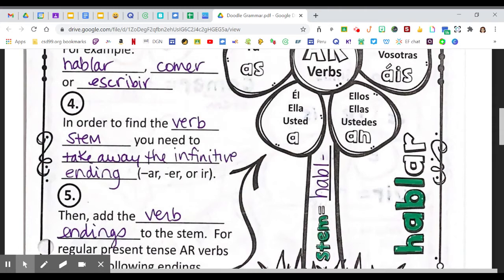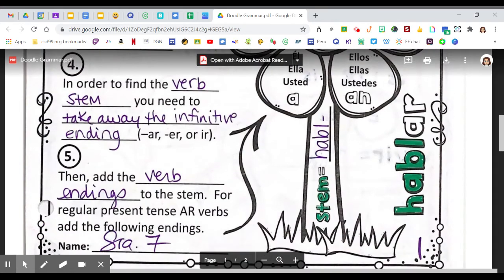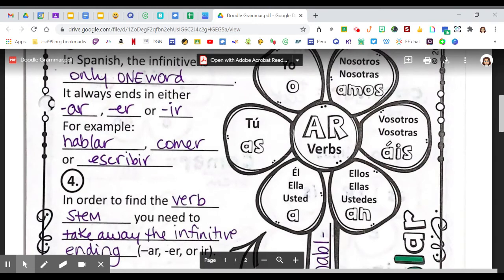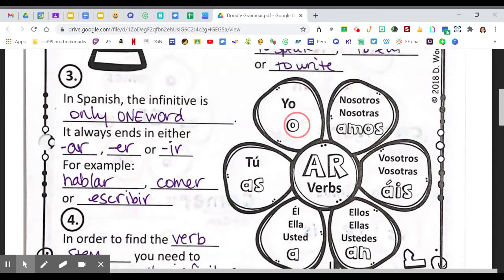In order to use this verb, hablar, in a sentence that doesn't include me gusta, me interesa, me aburre, me encanta, in order to say I speak, you speak, we speak, they speak, in order to change the verb, we need to add verb endings to the stem. Those verb endings can be found in the petals of the flower. For yo, your new ending is an O. For tú, this is you, familiar, friend, family member, the new ending is an AS.